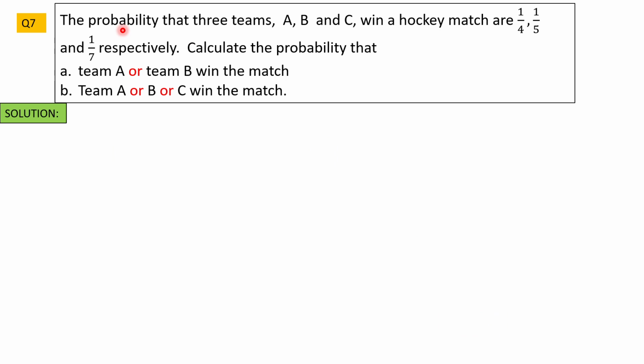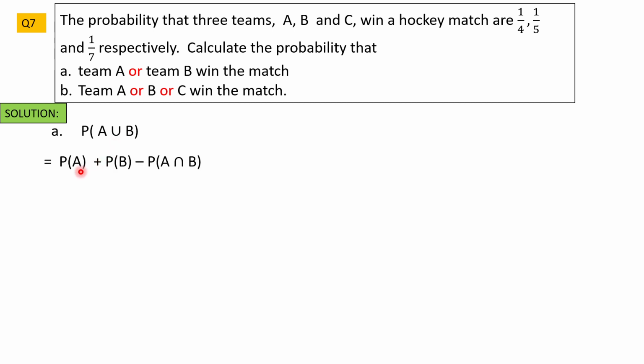Question 7. The probabilities that 3 teams A, B and C win a hockey match are given as 1 over 4, 1 over 5 and 1 over 7 respectively. Calculate the probability that team A or team B wins the match. So when you come across the word or, remember the word or can be replaced using the symbol union. So it can be written as the probability of the union between set A and B. So it is the same as probability A or B.